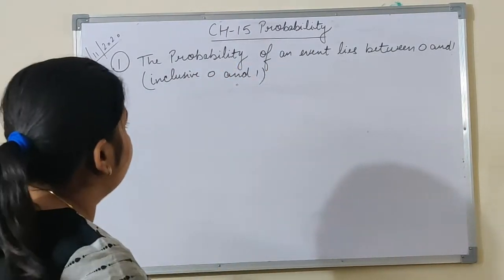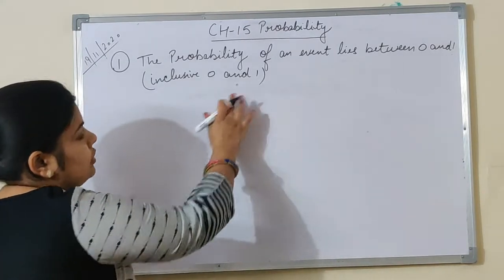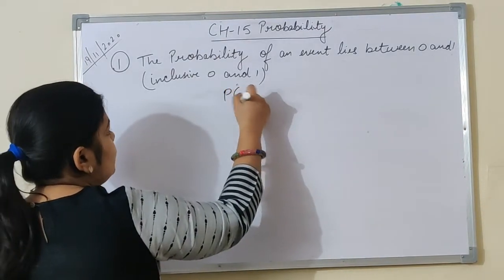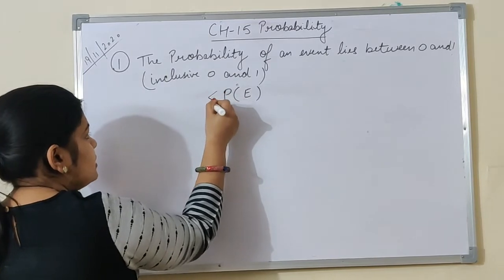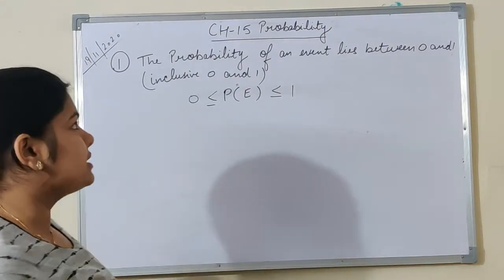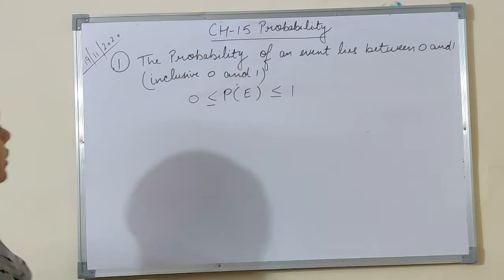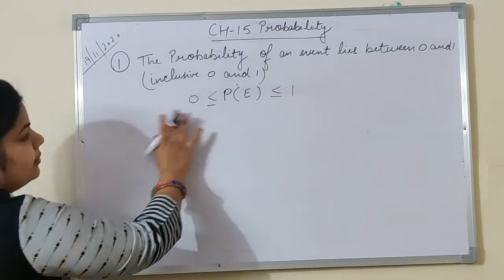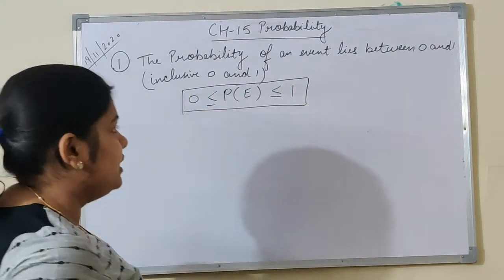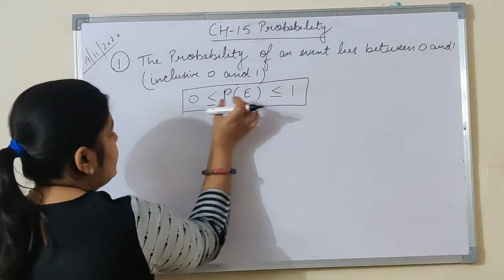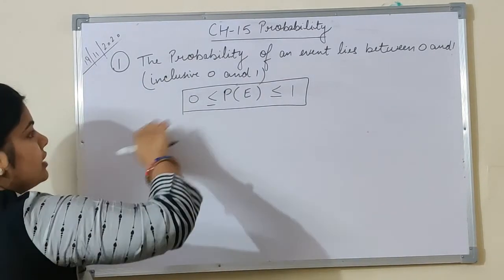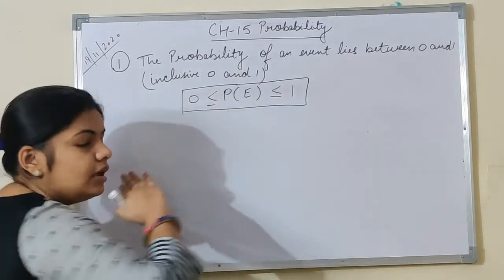Inclusive means that probability can be 0 also, it can be 1 also, and it can be greater than 0 also or less than 1 also. So in short, I am writing here that probability of event is greater than or equal to 0 and less than or equal to 1. I hope it is clear. I am repeating it again, because this point is very important. I am repeating in Hindi also that any probability is either equal to 0 or greater than 0, or equal to 1 or less than 1.